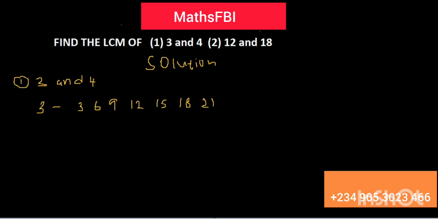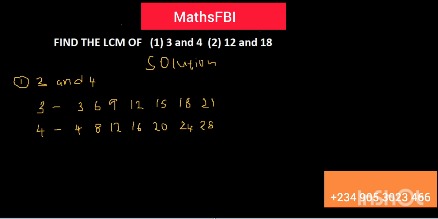Now let's get the multiples of number 4. 4 times 1 is 4, 4 times 2, 8, 4 times 3, 12, 4 times 4, 16, 4 times 5, 20, 4 times 6, 24, and 4 times 7, 28.